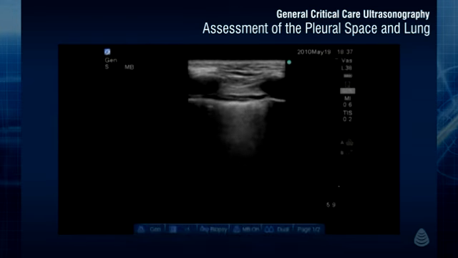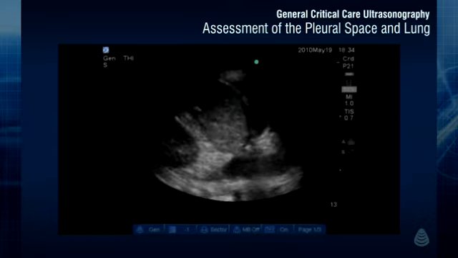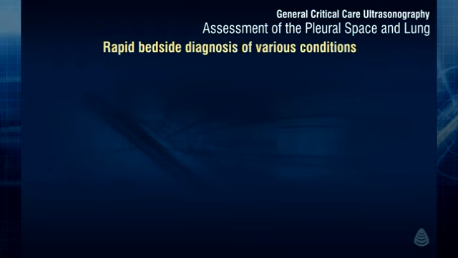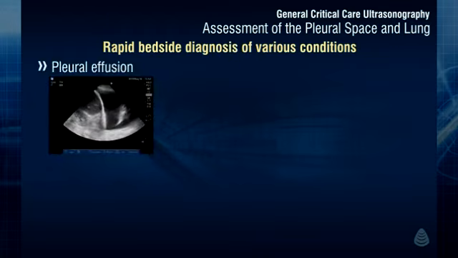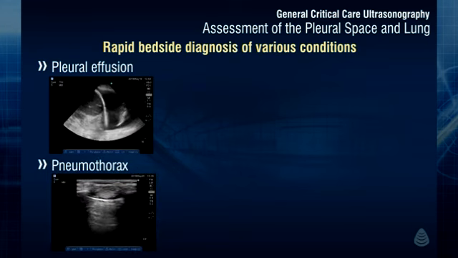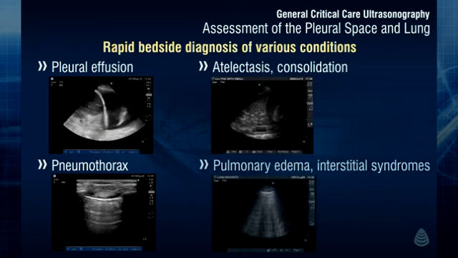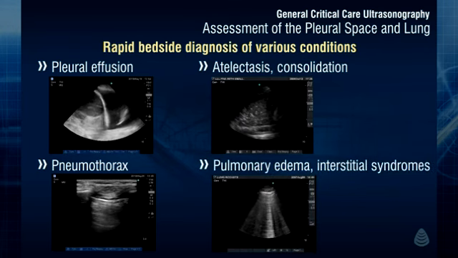Interpretation of the images obtained by ultrasonography is based on the identification of structures and understanding of artifacts to visualize normal and abnormal lung and pleura. The advantages of ultrasonography in the ICU is the rapid bedside diagnosis of various conditions, including pleural effusion, pneumothorax, atelectasis and consolidation, and pulmonary edema and other interstitial syndromes.